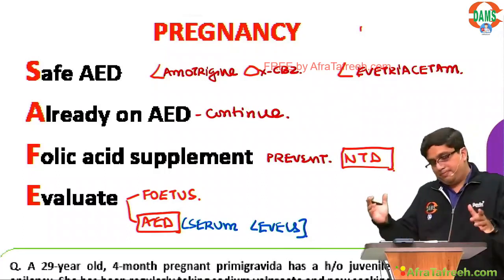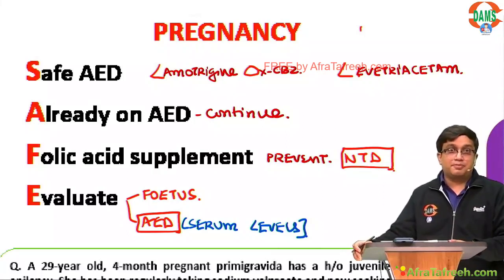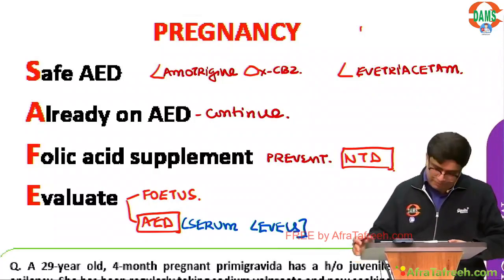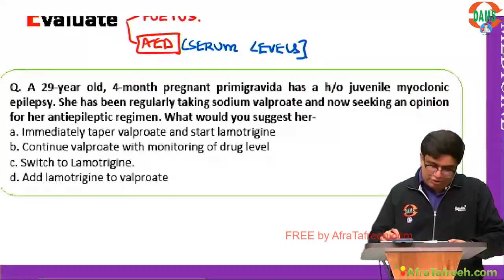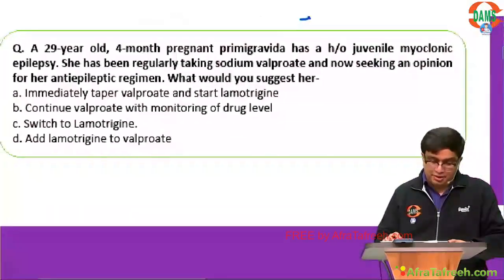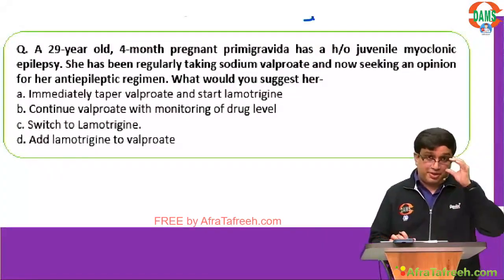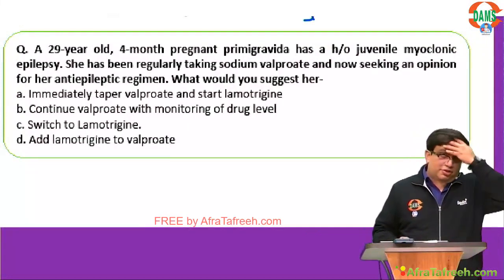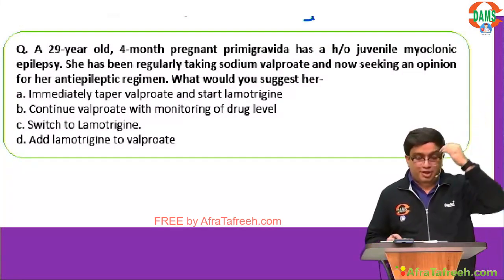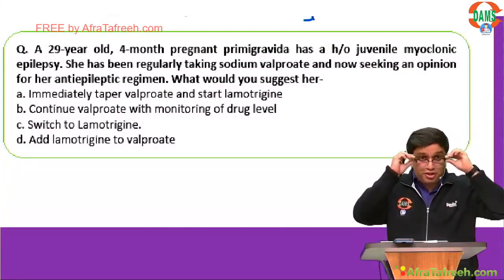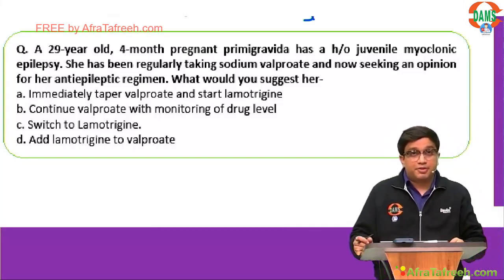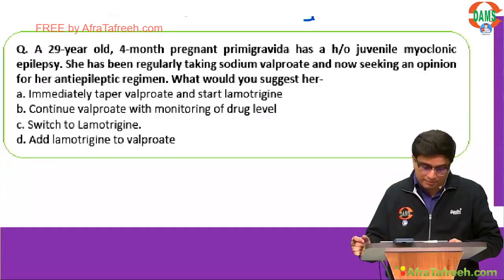So that's a quick recap of a female who is both pregnant and epileptic. A 29-year-old, 4-month pregnant, primigravida, first-time pregnant, with a history of juvenile myoclonic epilepsy. Someone was asking this also: what is the drug of choice for JME? It's valproic acid or valproate. She is regularly taking valproate and now seeks an opinion for an anti-epileptic drug regimen. What should you suggest to her?